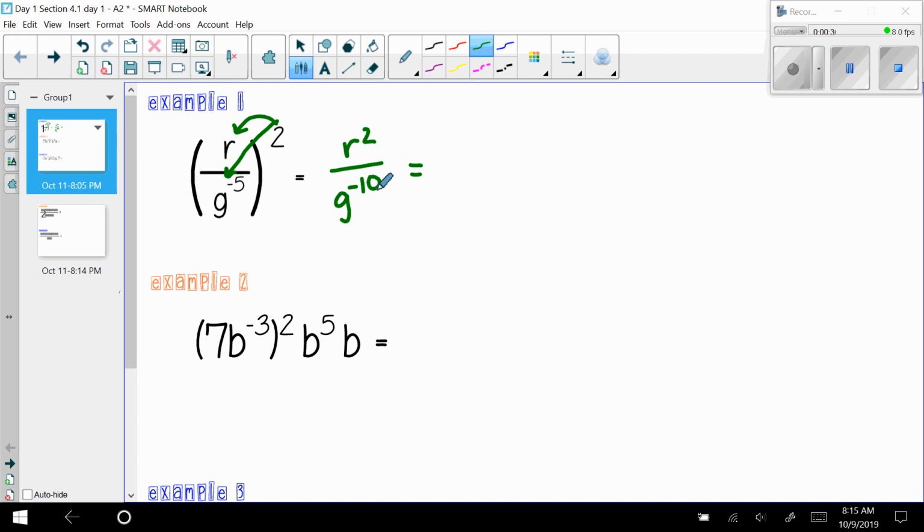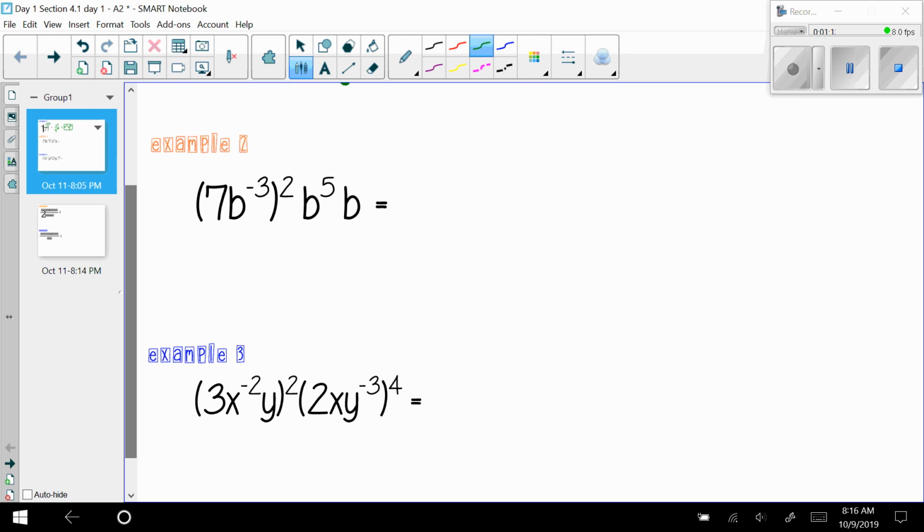And then having a negative exponent is never a good thing, so we need to make it positive. And we know that when we move things to the bottom of a fraction, they become positive exponents. Well, same goes if you move from the bottom to the top. Basically, anytime you move something, that exponent is now going to be positive. So let's go ahead and move that g to the negative 10th to the top. So we end up with r squared on top, and when we move that g to the negative 10th to the top, it becomes positive. Okay, so that was our answer for that one.